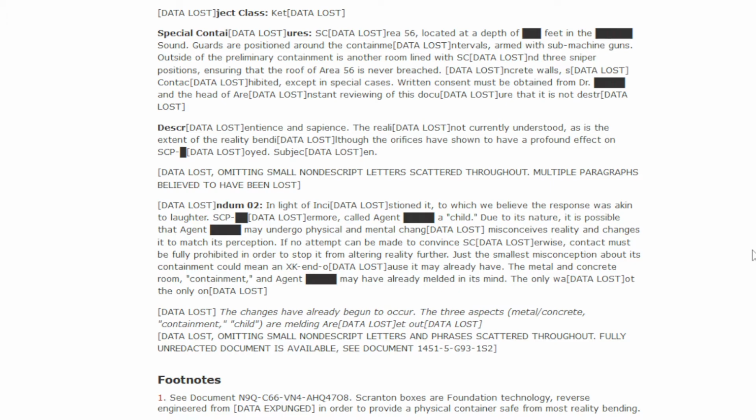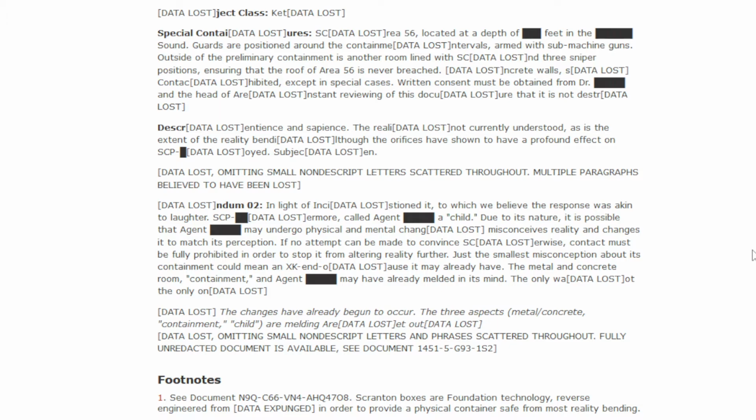[Blank] and sapience. The reality is not currently understood as it is exempt of reality bending, though the orifices have been shown to have a profound effect on [blank] and subject [blank]. Data loss emitting small nondescript letters scattering throughout multiple paragraphs believed to have been lost. Addendum 2. In light of the incident, we believe that the response was akin to laughter. Something furthermore, agent called [blank] a child.